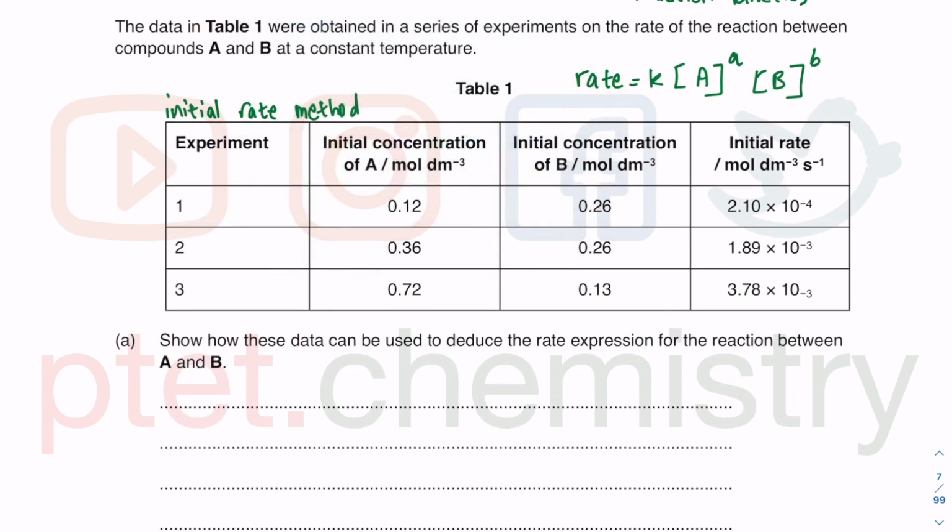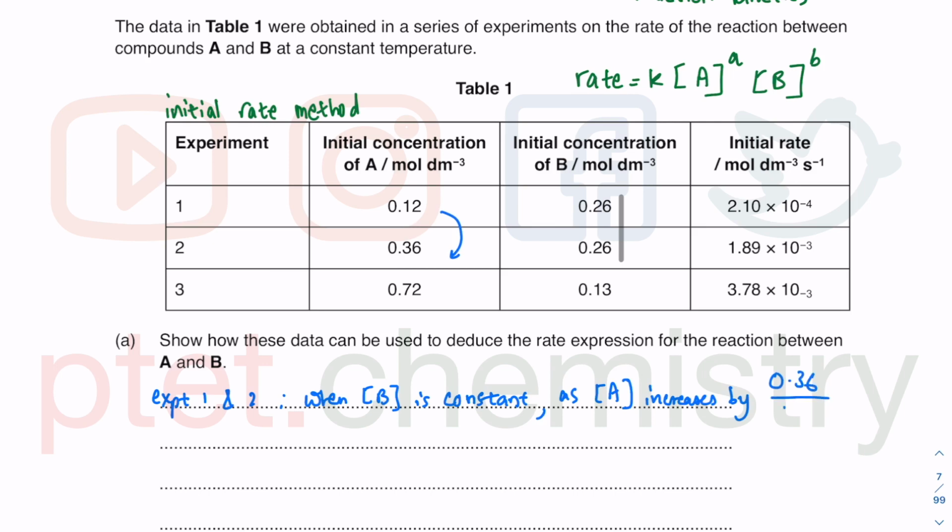If you want to get the order with respect to A, you don't want B to change. So I'm going to compare experiments 1 and 2, where the concentration of B is constant. What happened when you increase the concentration of A? As the concentration of A increases, as you can see, by how many times? 0.36 divided by 0.12, that is times 3.